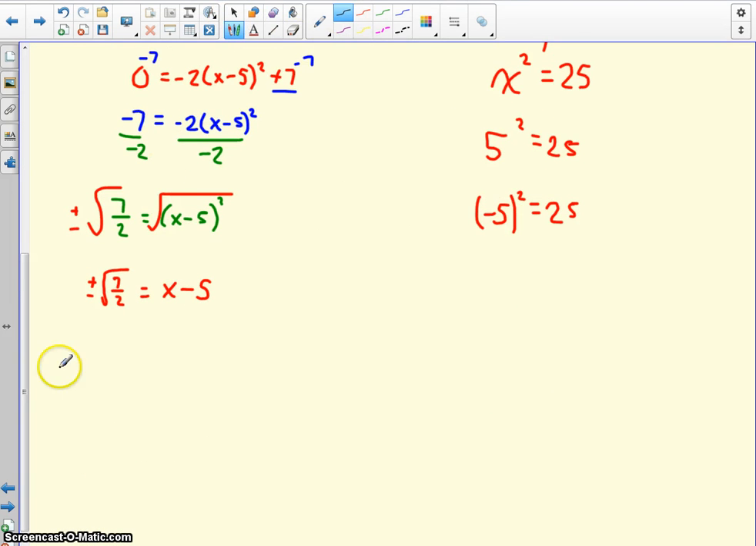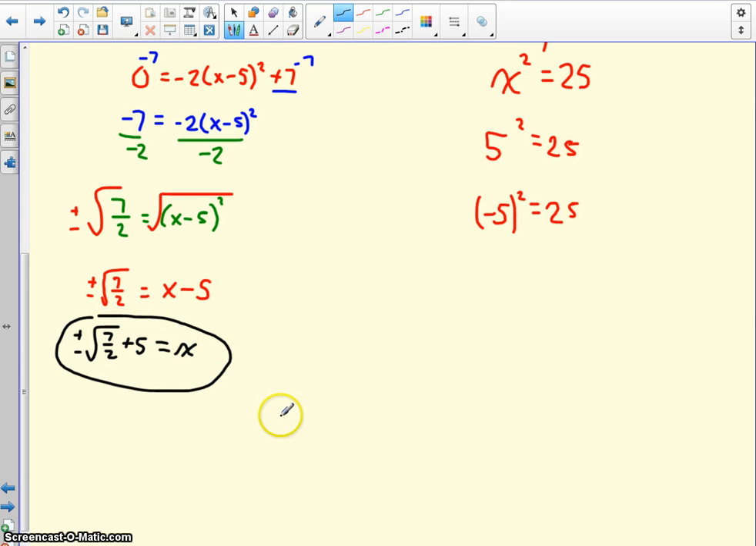So to finish this one off, I'm going to add 5 to both sides of the equation. So I have plus or minus root 7 over 2 plus 5. So this is actually my x-intercept, where y is 0. So what it actually means, again, is I have two x-intercepts. One of them is going to be at root 7 over 2 plus 5. And the other one is going to be at x equals negative root 7 over 2 plus 5.